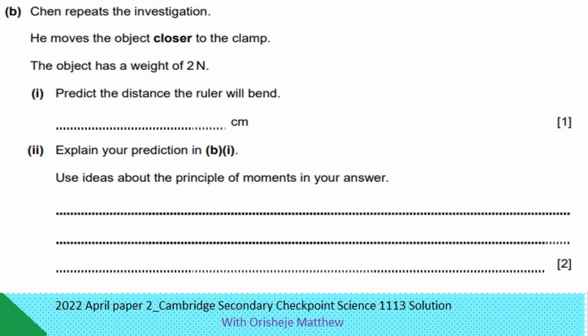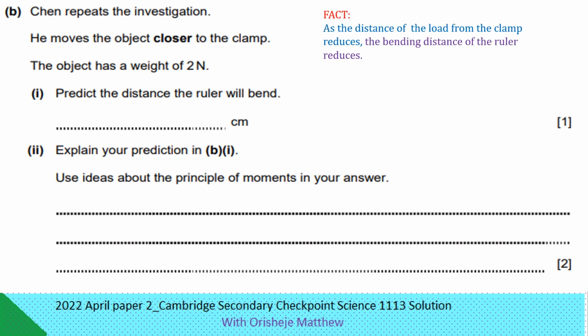Shen repeats the investigation. He moves the object closer to the clamp. The object has a weight of 2 Newton. Predict the distance the ruler will bend. As the distance of the load from the clamp reduces, the bending of the ruler reduces. Put any value less than 4 cm, but not 0, say 3 cm.